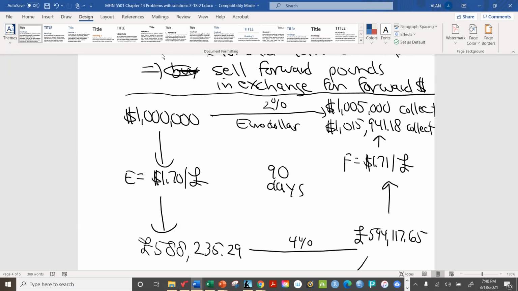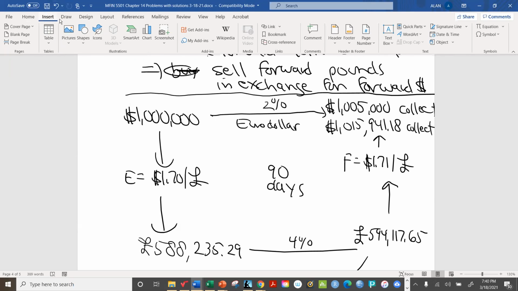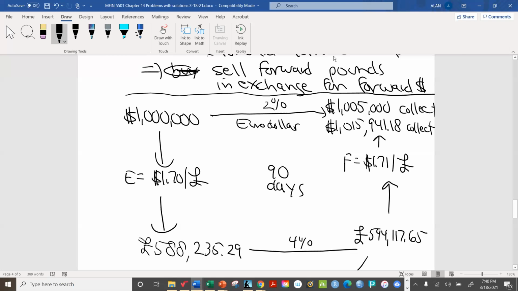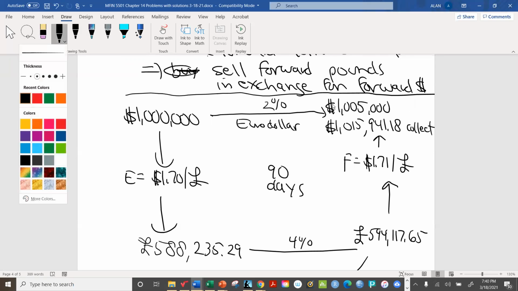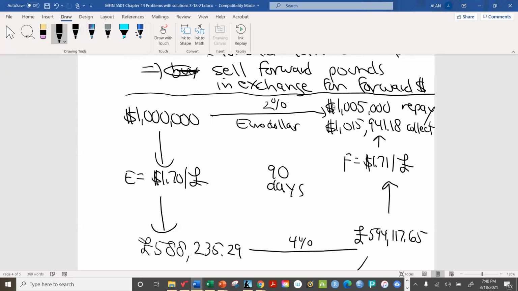And obviously we made money. In fact, we made more than $10,000. The difference, oh, I just realized I wrote the wrong thing here. The one on the top is the repayment of a loan. So let me change that to repay. And so now it should be clear that we're collecting more than we're repaying by about $10,941.18. And that's how we made our money.